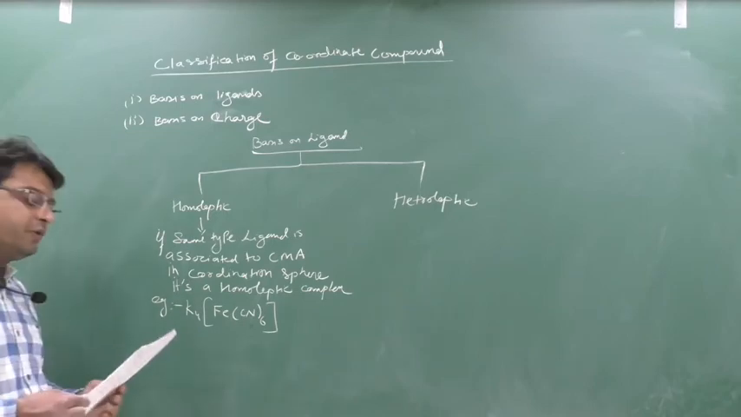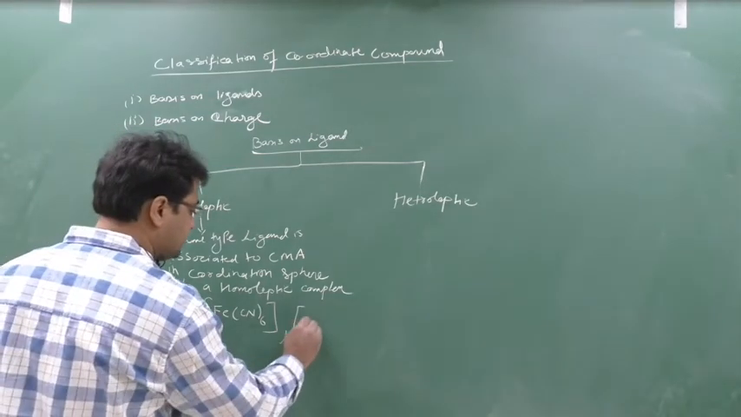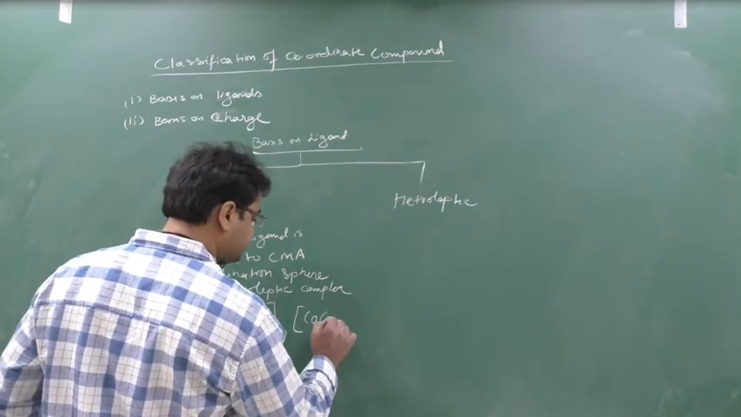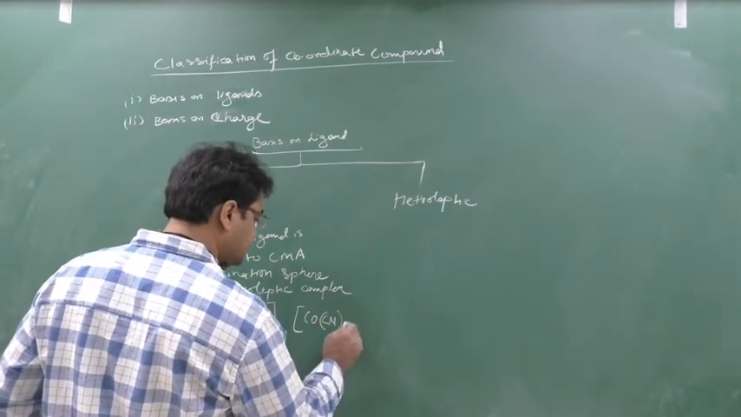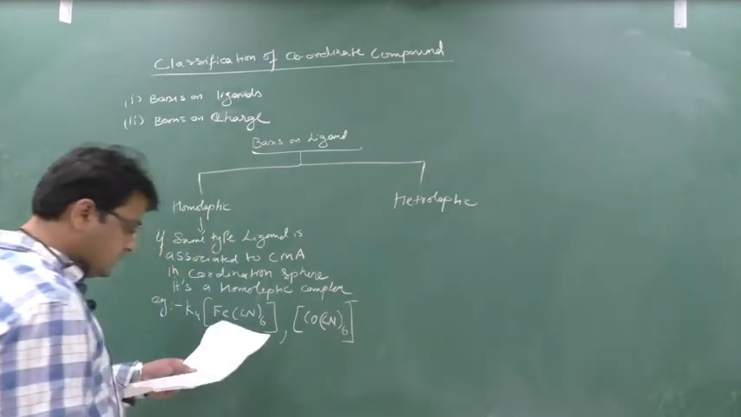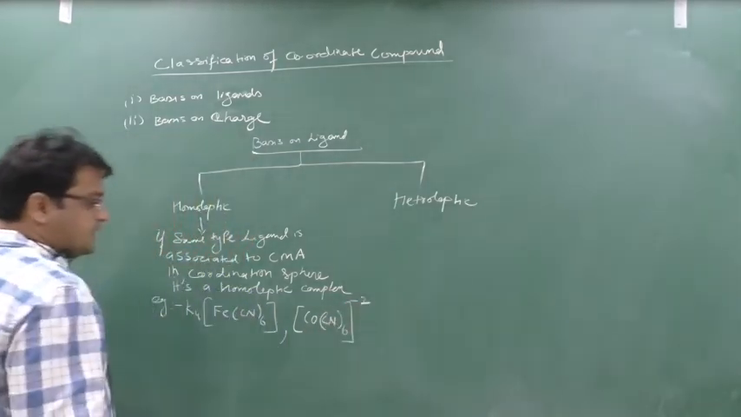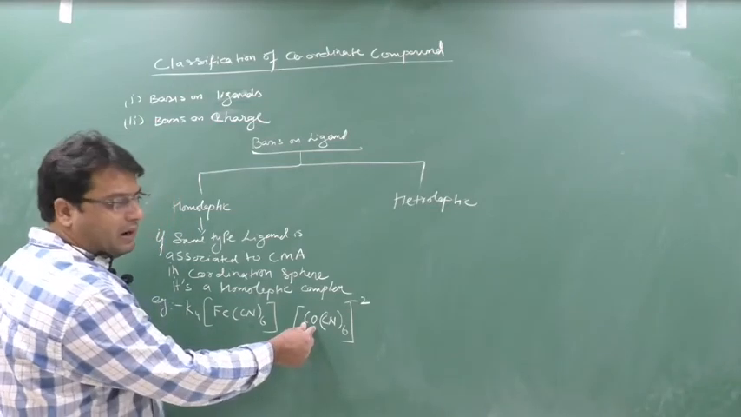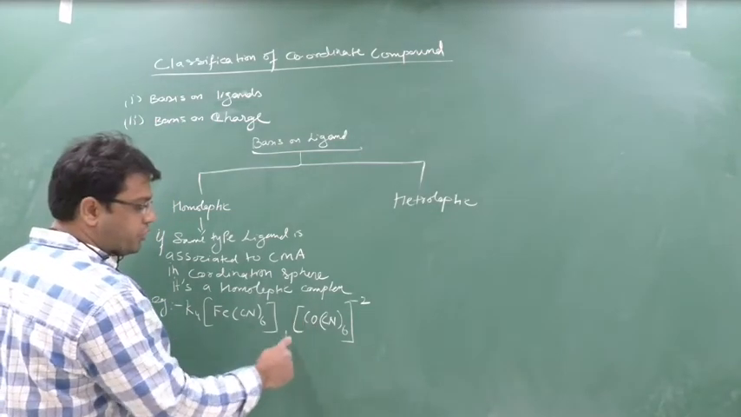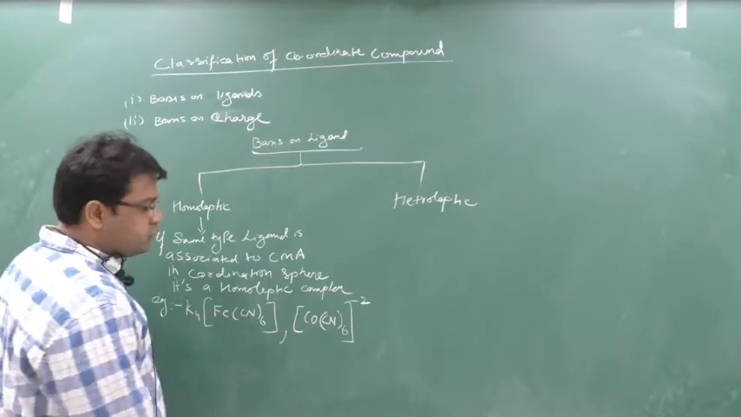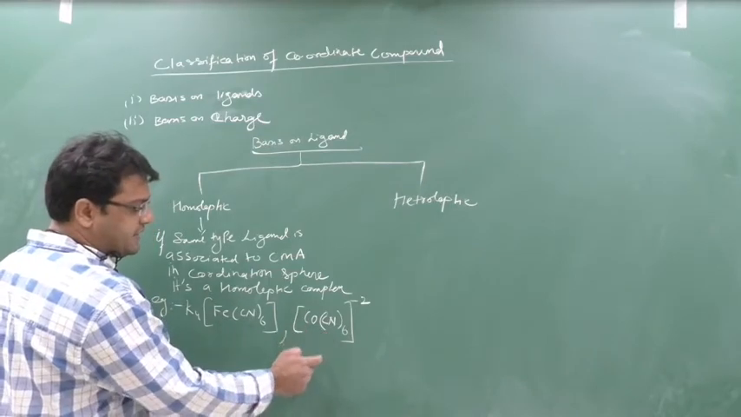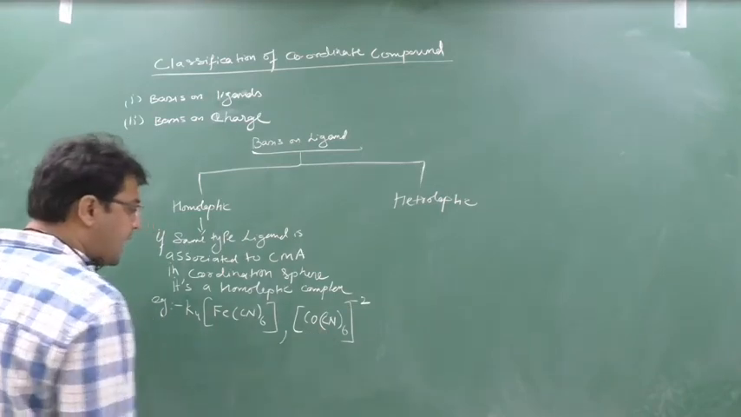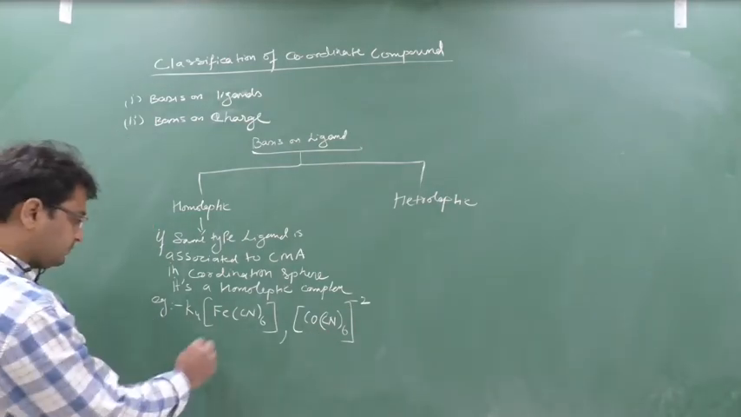Another example I will go with is [Co(CN)6]2-. This is also one complex ion. The central metal atom is cobalt. This is the coordination sphere. You can see the same type of ligand is there, that is cyanide. Yes or no? Same type of ligand. Another example we will see.